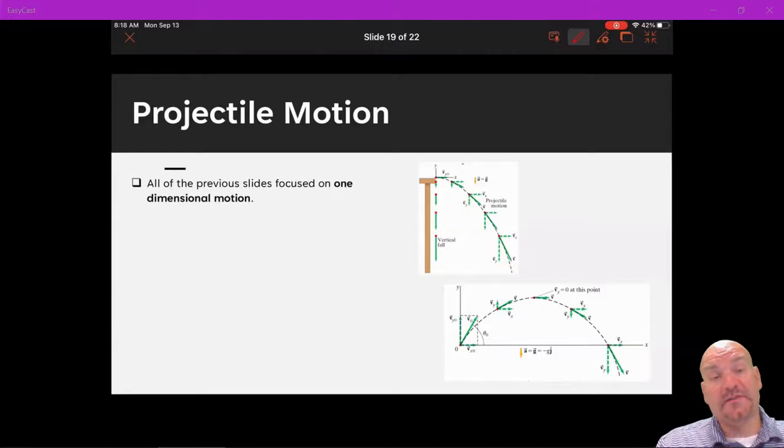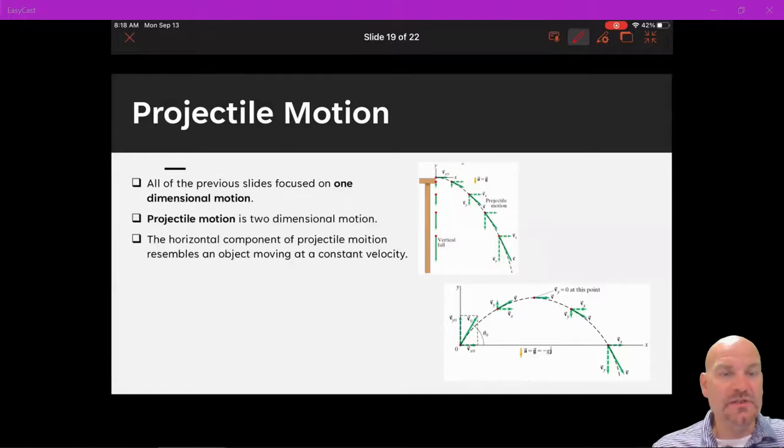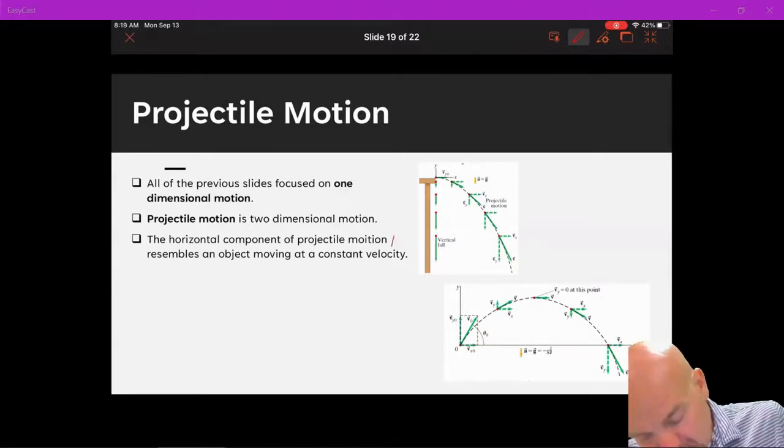So far, all we focus on is one-dimensional motion. So the object is moving in the X or the Y. And what happens with projectile motion, the object will move in the X and the Y directions. Okay, so projectile motion is what we call two-dimensional motion. And the horizontal component of projectile motion resembles an object moving at a constant velocity. Okay, what does that mean? Our acceleration in the x direction is 0.